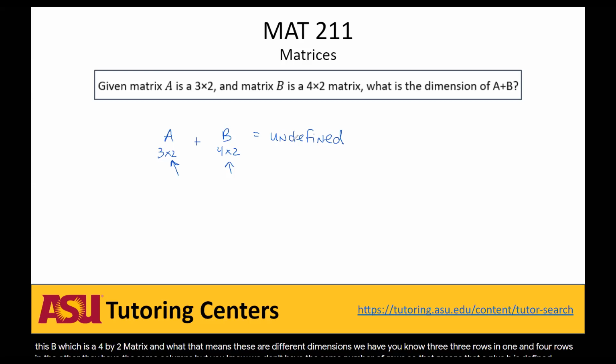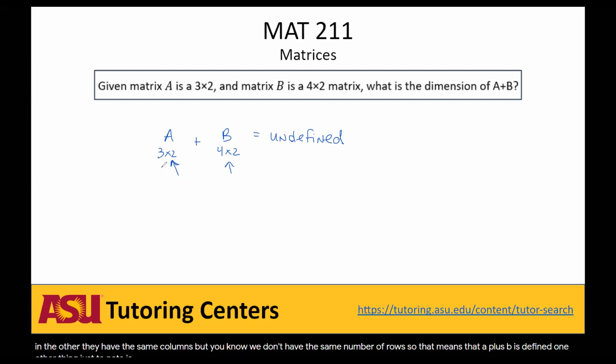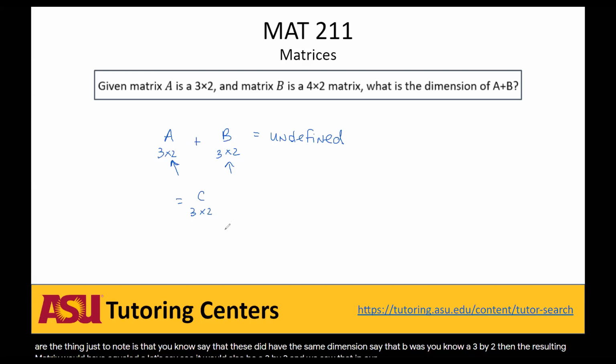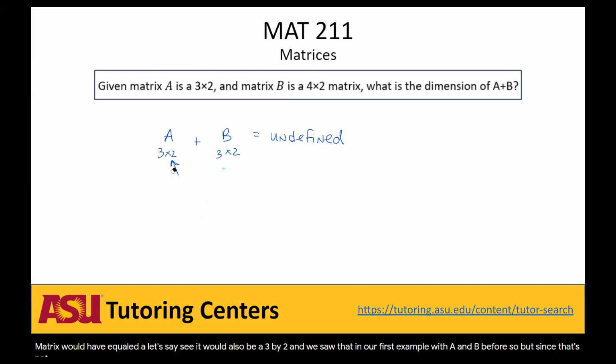So one other thing just to note is that, say that these did have the same dimension. Say that B was a 3 by 2. Then the resulting matrix, let's say C, would also be a 3 by 2. And we saw that in our first example with A and B before. But since that's not the case, we are undefined. And that's our answer.